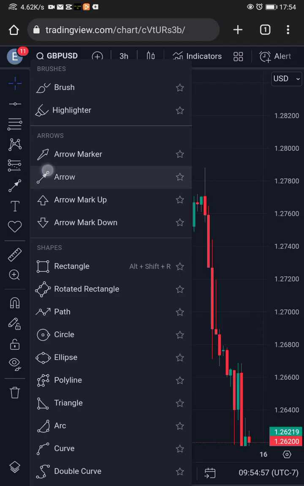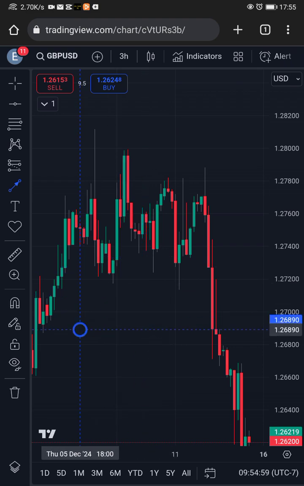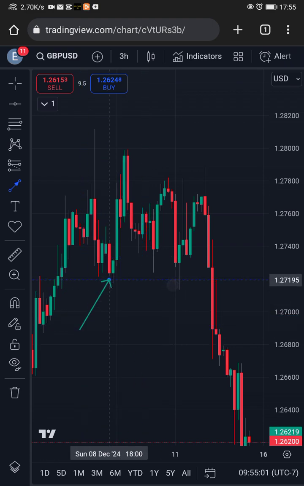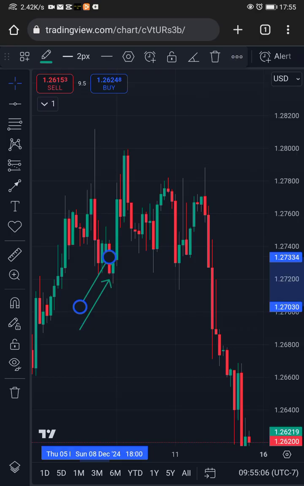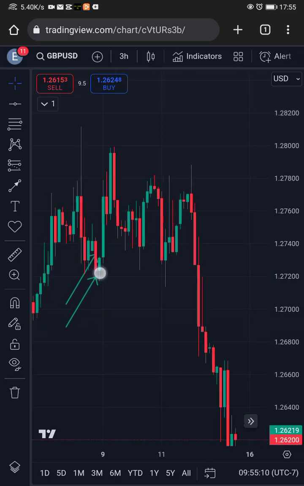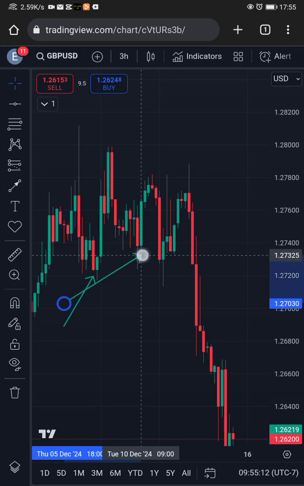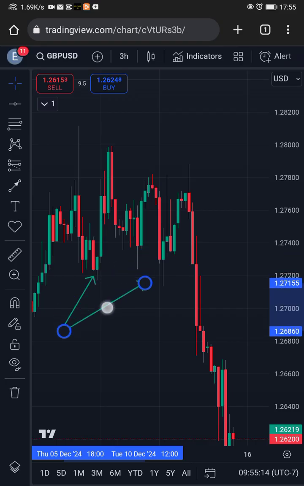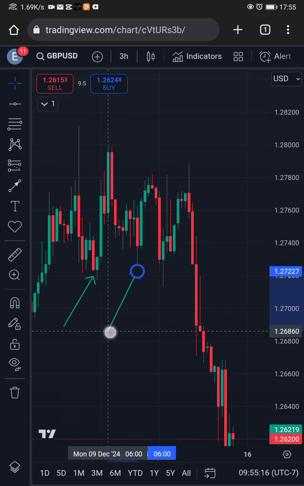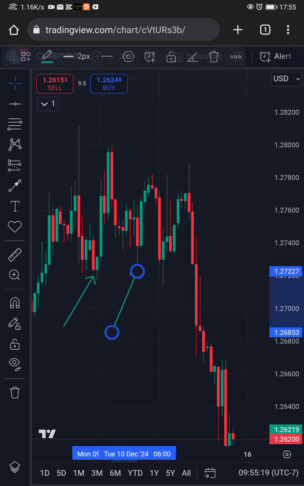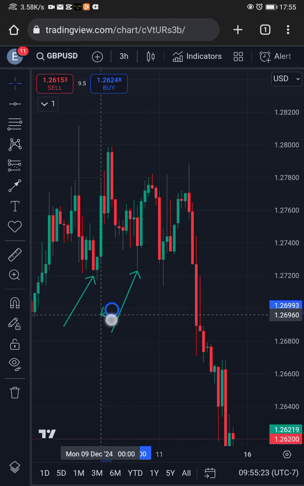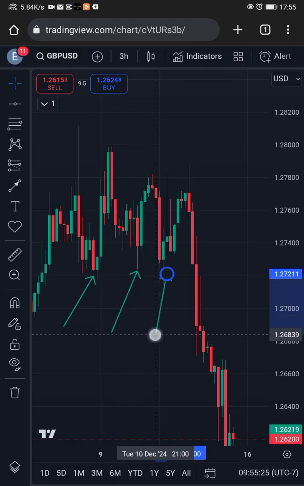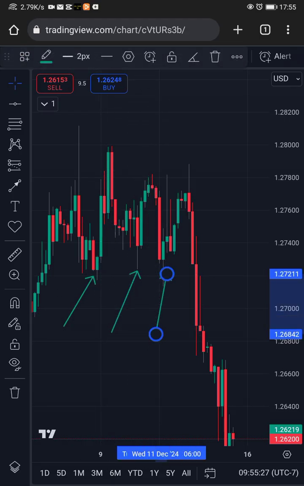if we observe here, we have a touch right here, one, we have a touch right there, we have another one, we have another touch right here, we have another one right there, and we have another one right there. At least 3 touches for it to show that that zone is very strong.